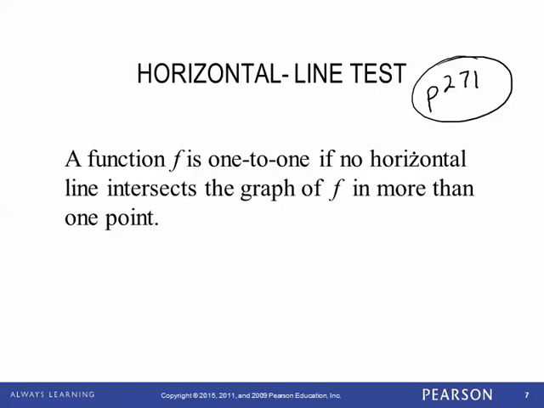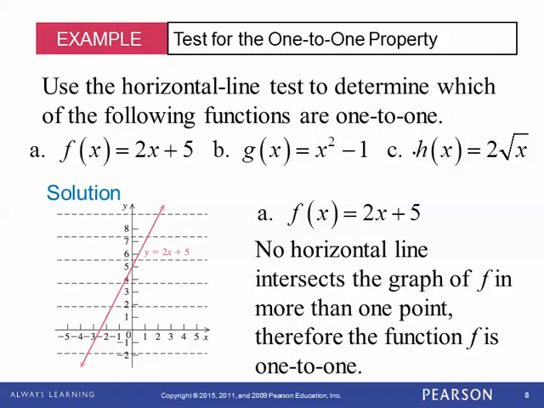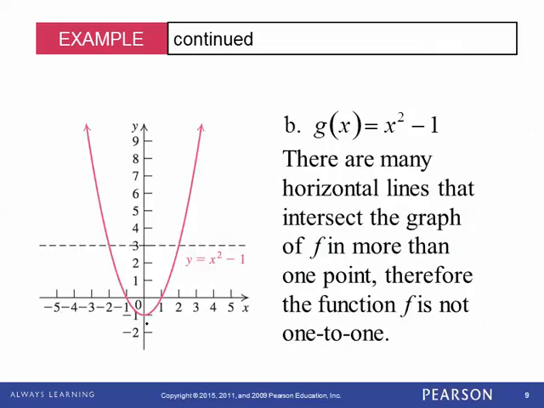So let's get into some definitions here. Again, try to finish up quickly here. Let's do this horizontal line test here. This is the test for the one-to-one property, example number one. And again, a straight line. Does that pass a horizontal line test? Absolutely, right? Number two, yes or no?